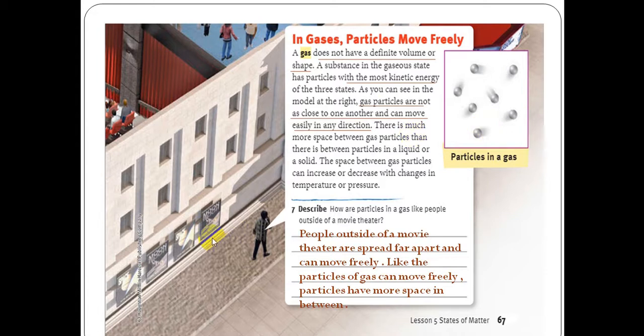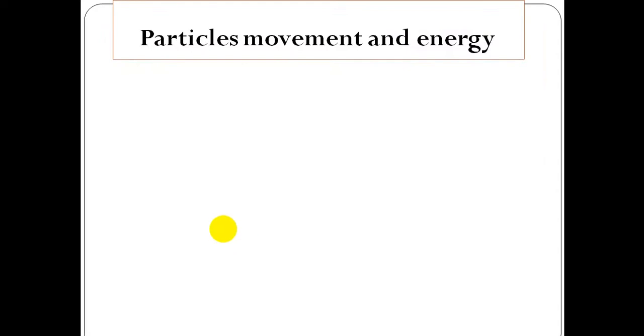Okay, so for now, we spoke about solids. They have a fixed shape and fixed volume. Liquids don't have a fixed shape, but they have a fixed volume. Gases don't have a fixed shape or fixed volume. Fixed means definite or the same or constant. Okay, so let's move to the next part, particle movement and energy.